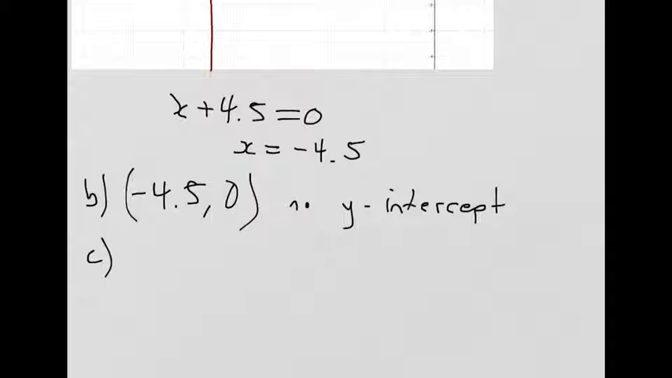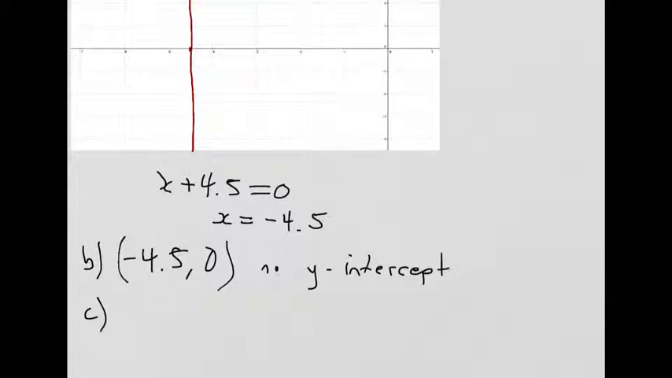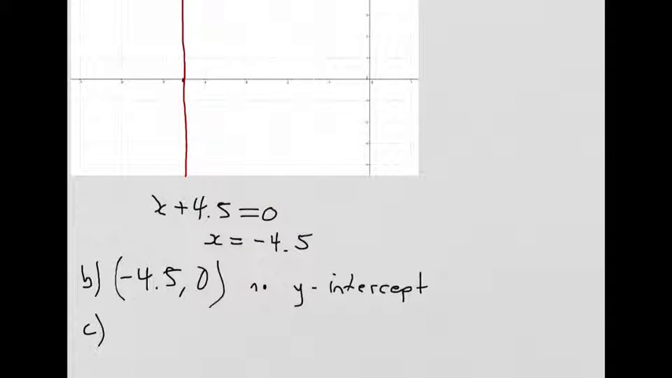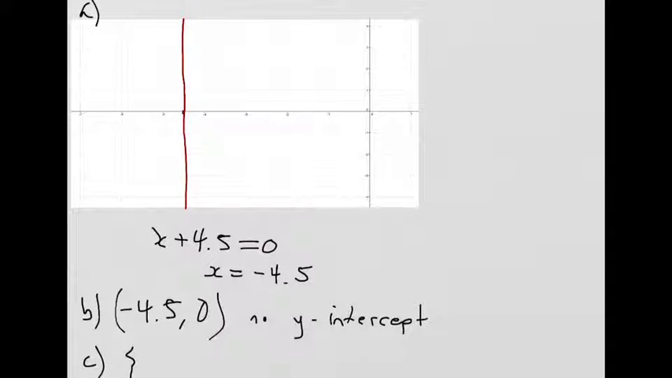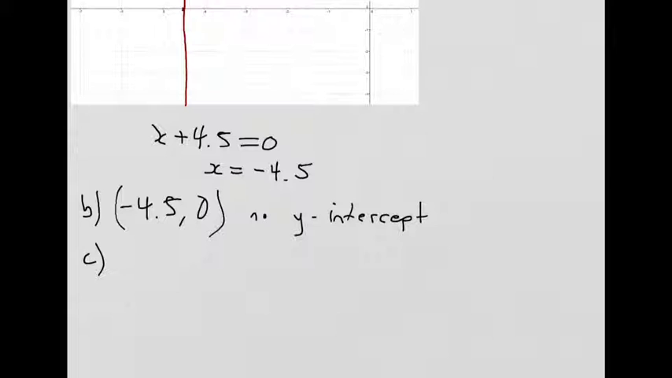Domain and range. Okay? We'll do this with set notation, so you can see how it's done. Domain, range. Well, first of all, for the domain, I should label that as the domain. Is it possible to list all of the possible values that x can be? Yes. It's just negative 4.5, right? So the set is just one element, negative 4.5.